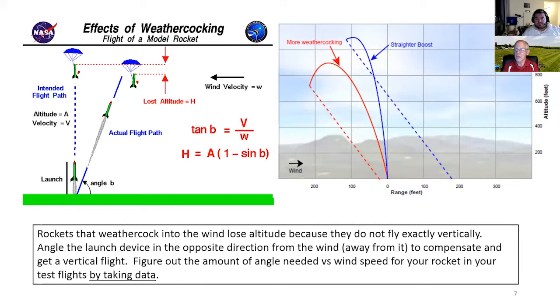Well, how do you avoid weathercocking? I gave you a couple ways: higher thrust motor, good long rigid rocket launch device. But you can also angle the rocket which way? Downwind, because the rocket weathercocks into the wind. And so if you angle the launch device 1 or 2 degrees downwind, when it weathercocks, it will go into the wind and therefore go straight up.